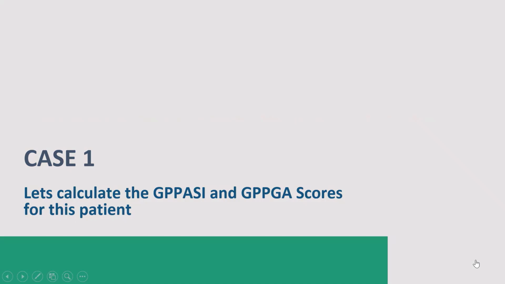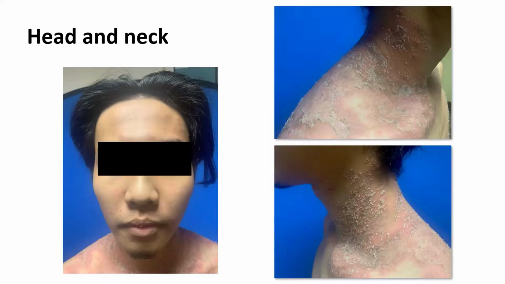Now, let's apply both tools in 2 cases that I have prepared. Let's start with case 1. As we go through this case, I encourage you to think actively and try to score along with me. We will calculate the GPPASI and then the GPPGA. Let's start with this first patient.